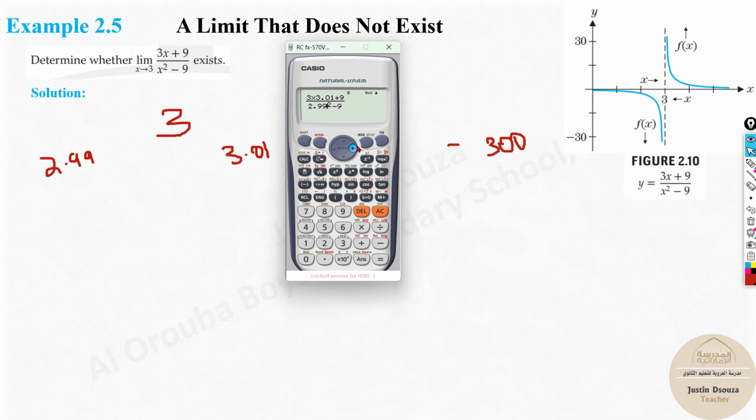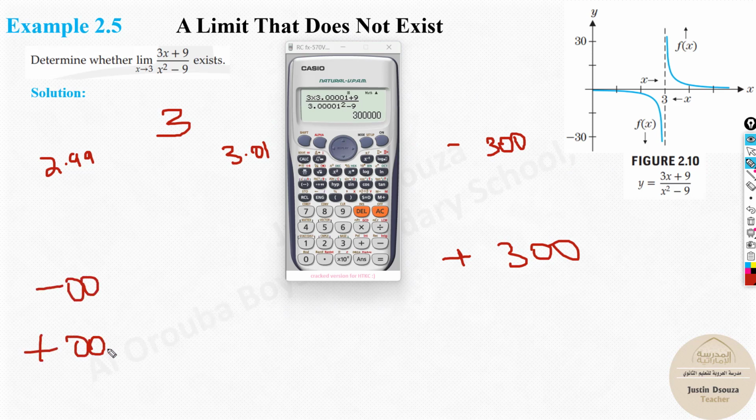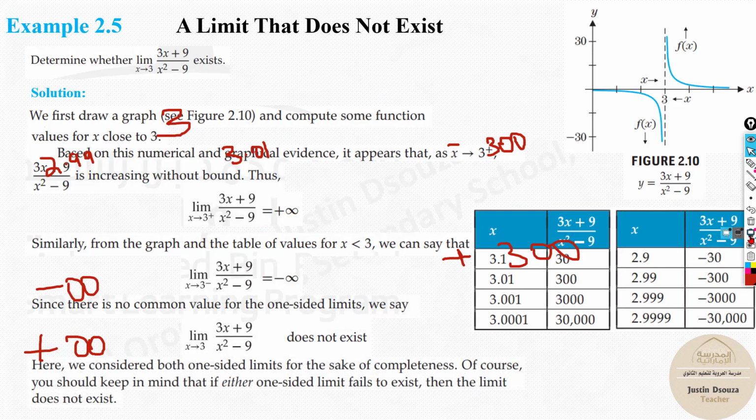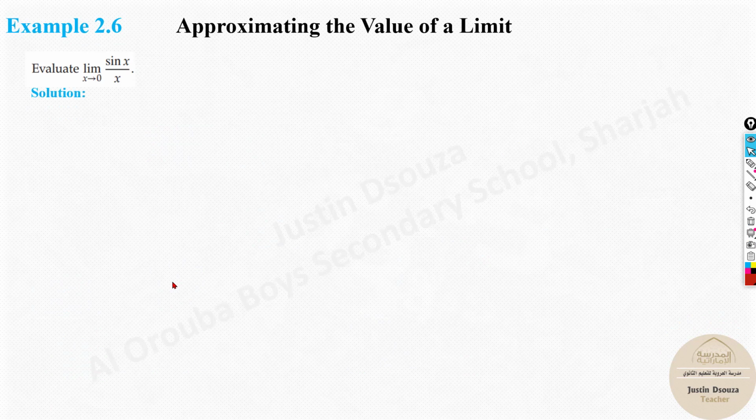Now let me make it 3.01, and here as well 3.01, and you can see the answer is positive 300. Positive. It's a huge difference because it's plus or minus. So let me increase these values. You can see it's increasing. Now it is 300,000, it'll be 3 million, 3 billion, and so on. One-sided limits are negative infinity and positive infinity, so it does not exist. The final answer would be does not exist. That's it.